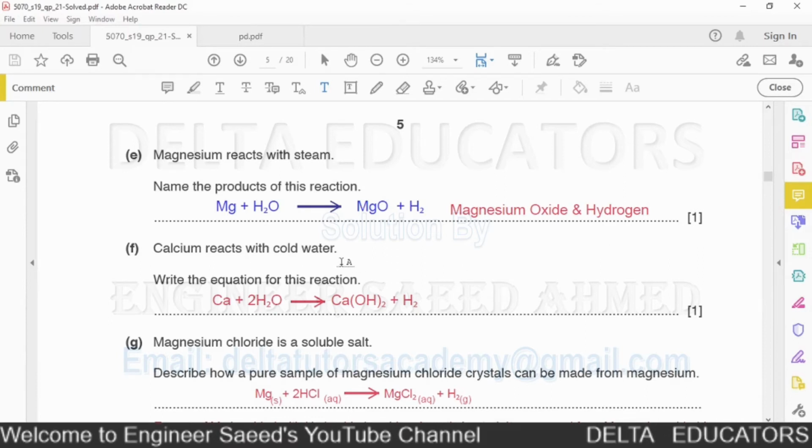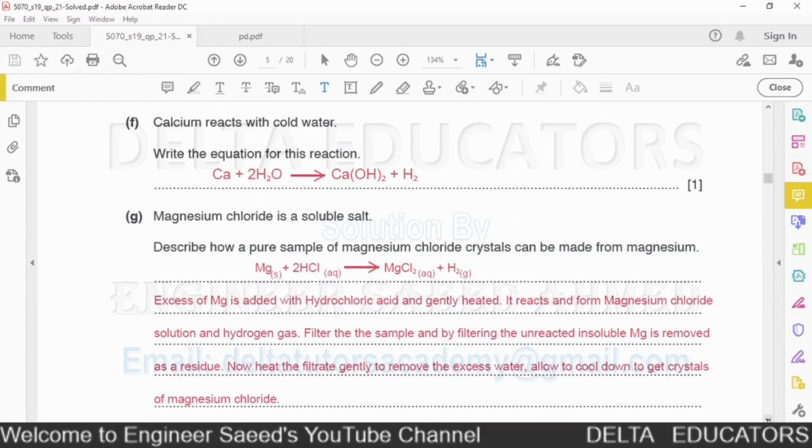Part F. Calcium reacts with cold water. Write down the equation for the reaction. Calcium reacts with water and it forms calcium hydroxide and hydrogen gas is liberated. So it is the balanced equation of the reaction.